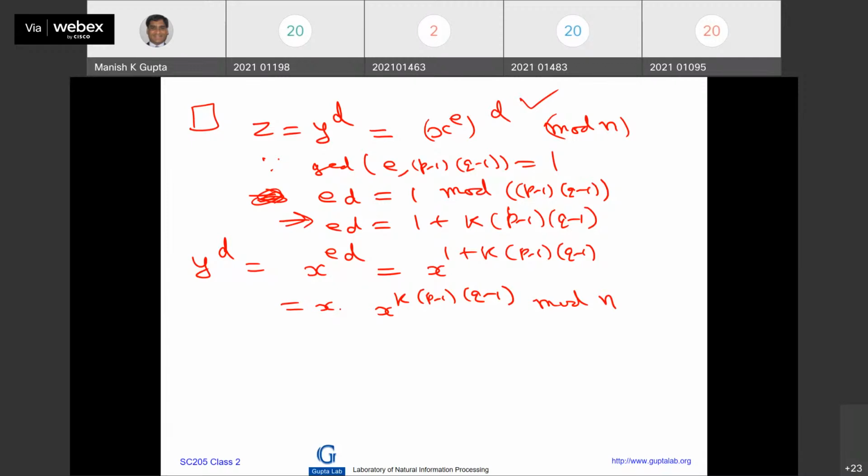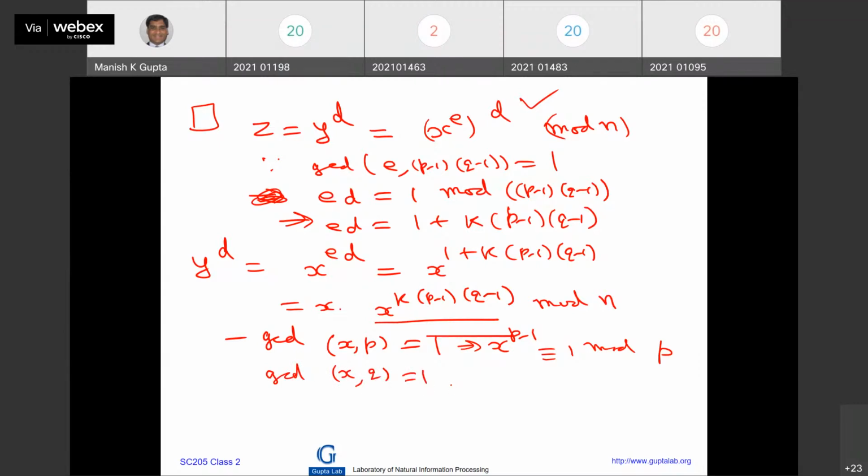Now I am going to look at this quantity. I will show that if this quantity is 1, our job is done, right? If this quantity is 1, then it is equal to X. So what we do now, we are going to take help of Fermat's little theorem. Assume that GCD of X and P is 1. This implies that X raised to power P minus 1 is congruent to 1 mod P, where P is a prime, right? By Fermat's little theorem. And similarly, GCD of X and Q is 1 will imply that X raised to power Q minus 1 is congruent to 1 mod Q, right?